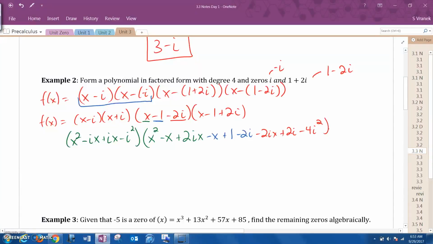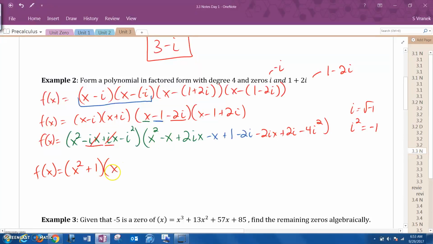Now, some things to note. If i is equal to the square root of negative 1, i squared is just negative 1. So whenever you see an i squared, basically all you're doing is switching the sign of that thing. So in this piece right here, first of all, notice how these cancel. And we're left with x squared, and then it's minus an i squared. So minus a negative 1 becomes plus 1.